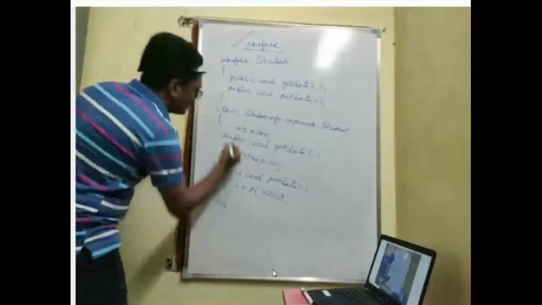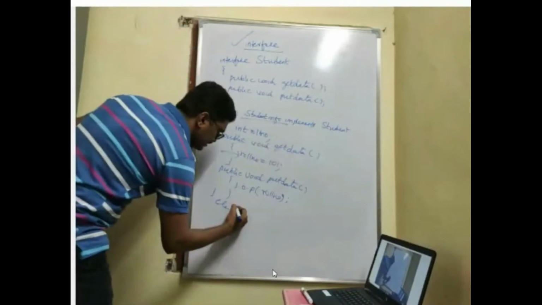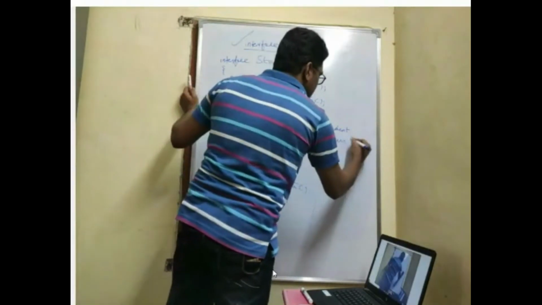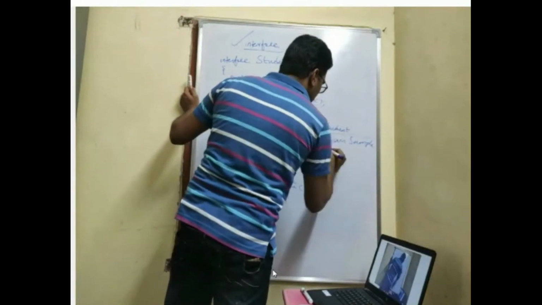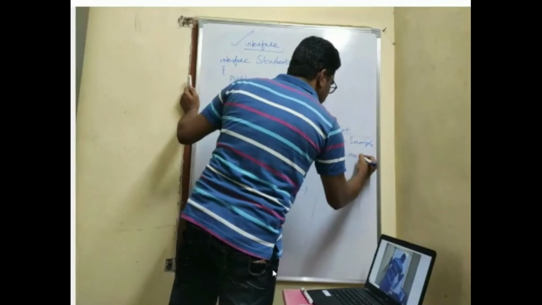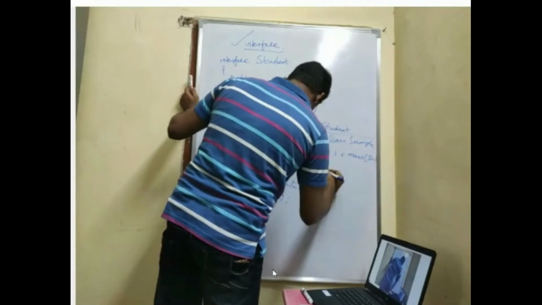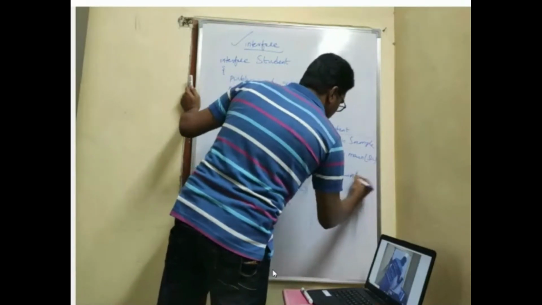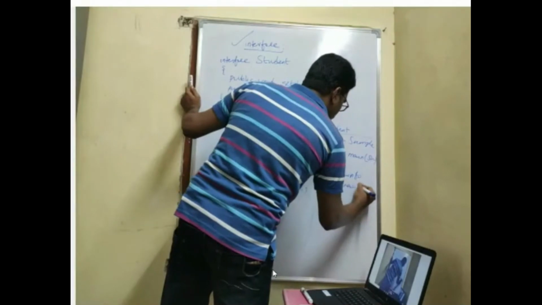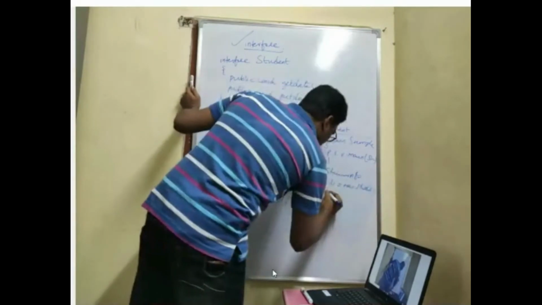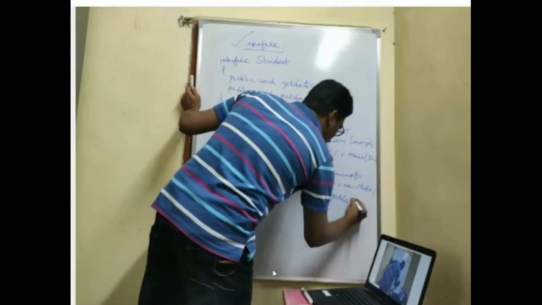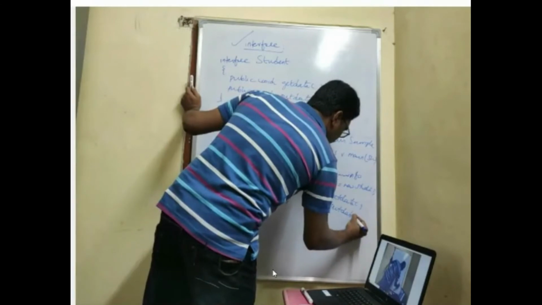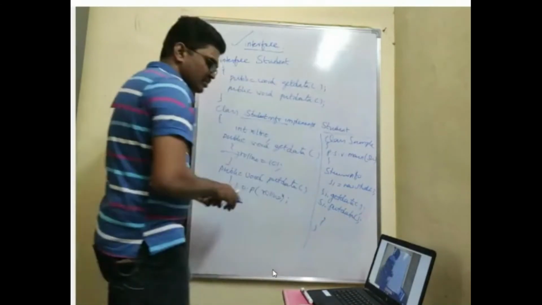As usual, you will create the object for student info only in the main class. Suppose class sample, public static void main string args. Student info si is equal to new student info. I'll call si dot get data, and I'll write si dot put data. Is that right?